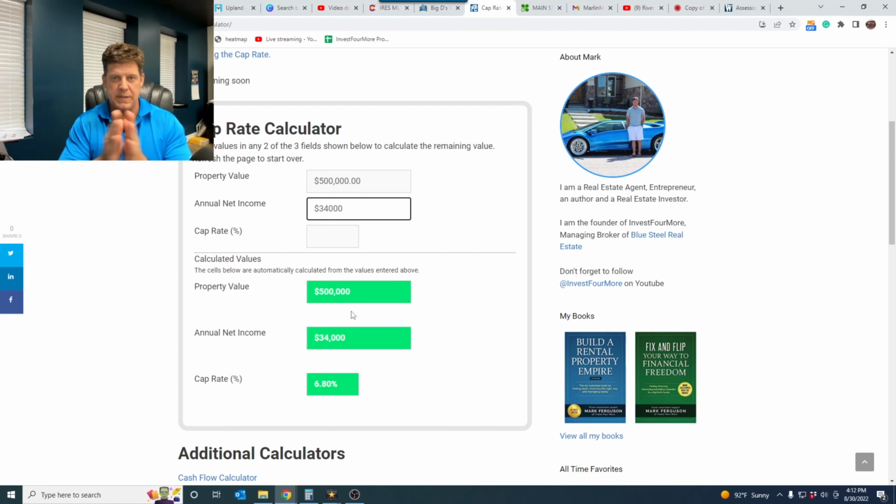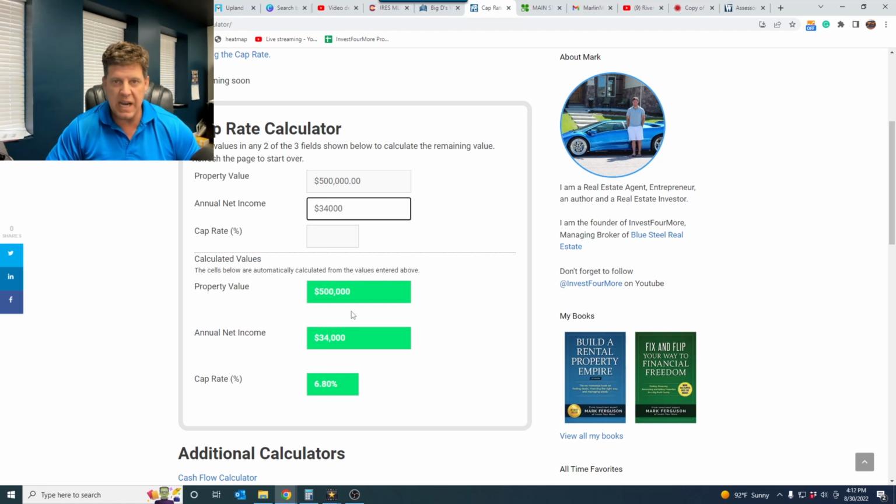So that's the first thing, it's important to know which one you're doing. Again, gross is without taking out any expenses. Net is after you take out all the expenses you're supposed to take out. Now, if you see properties listed and they're telling you what the cap rate is. Say this property's for sale for $500,000.